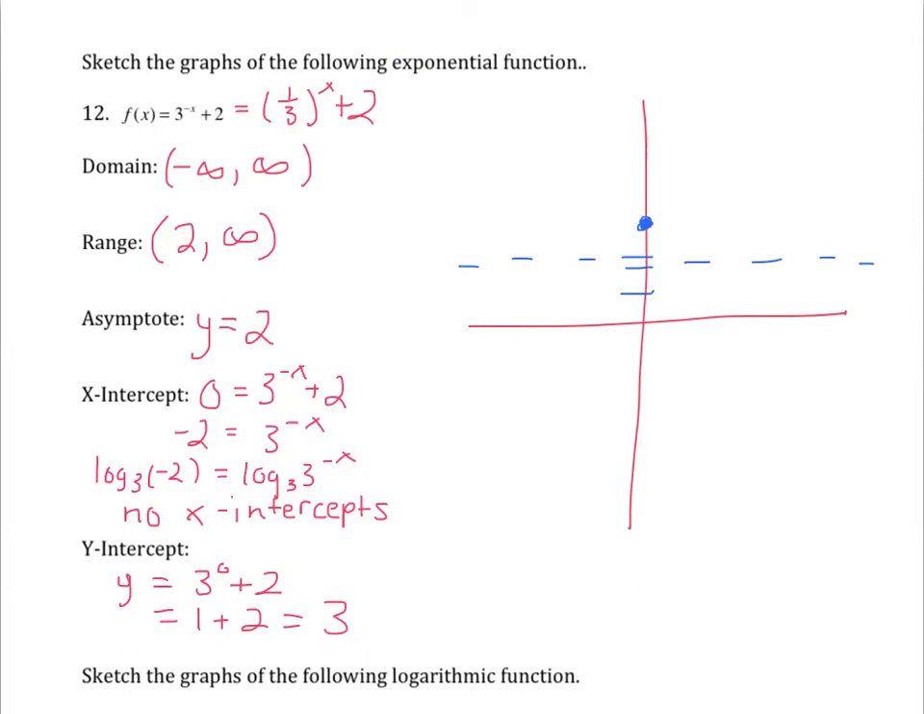And we can always plug in a couple more points to get some more points on your graph. So if I plug in a 1, I'll get 1/3 to the first power, which is 1/3, plus 2, so 2 and 1/3. And if I plug in a negative 1, I'll get 3 to the first power, which is 3, plus 2, which is 5. So we have a decreasing exponential graph.